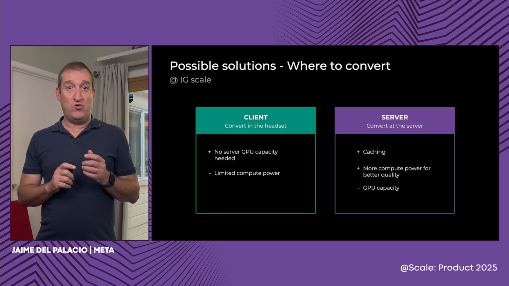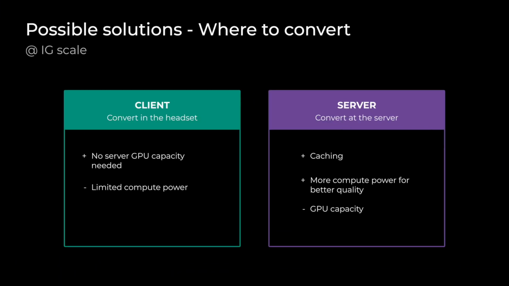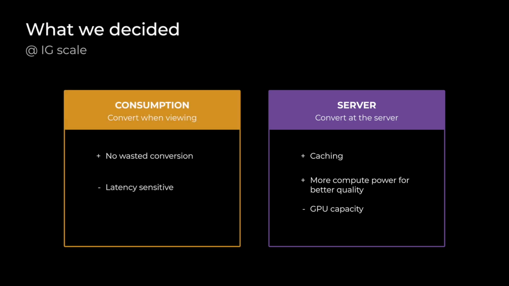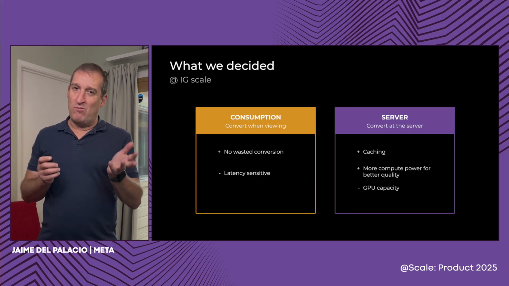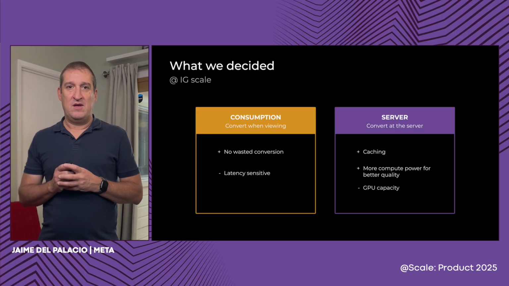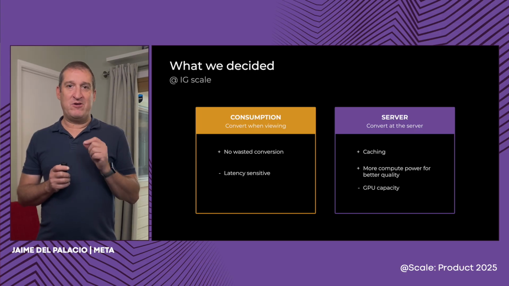The other option was to do it on the server, taking advantage of caching for multiple users of one converted media. We would have more compute power for better quality and more flexibility on what we do, but it requires a fair amount of GPU capacity. In the end, we decided to make conversions at consumption time, when the user watches the media on Quest, and on the server, taking advantage of better quality and more flexibility in what we could do. But we needed to make the conversions very, very fast.